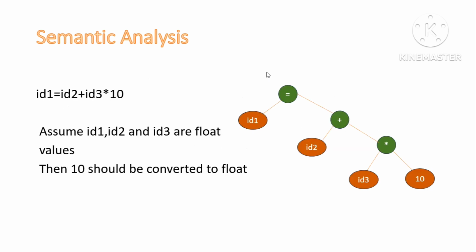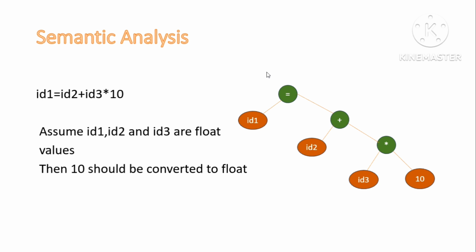Now when we talk about the previous statement which we did in syntax analysis, I am taking the same statement here. Let us assume that ID1, ID2 and ID3 are float operands, or float operands are otherwise called real operands. Any value which has a decimal point notation is called a real operand or float operand. Now 10 is called an integer operand, whereas ID1, ID2 and ID3 are called float.